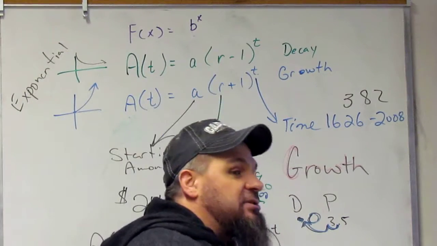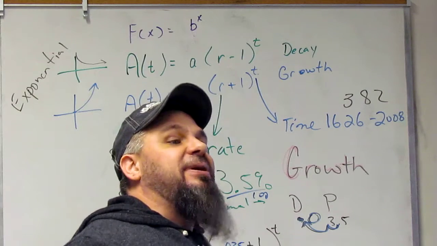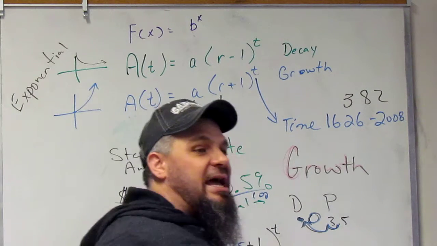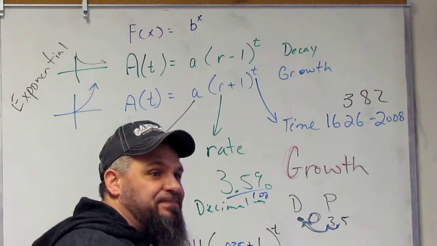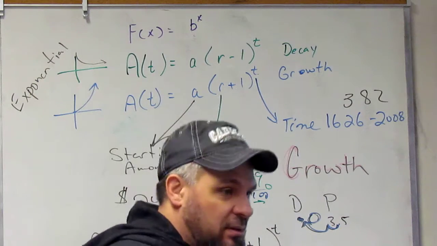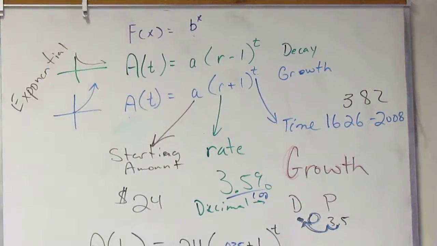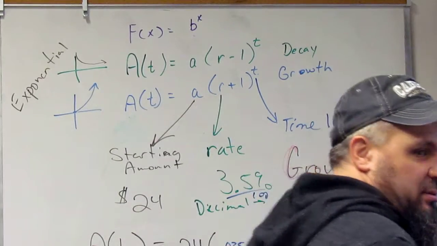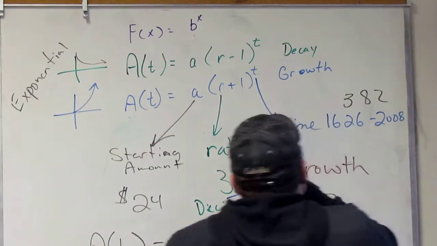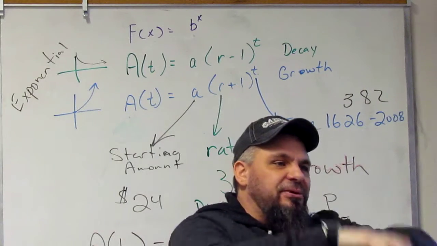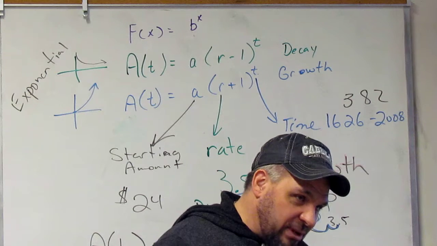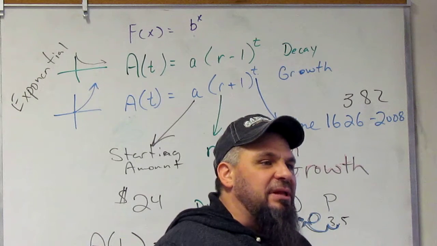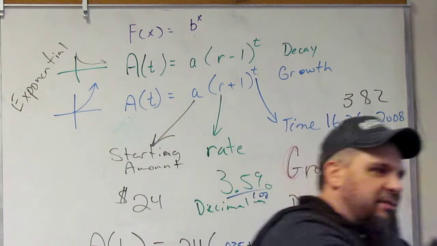So 3 to the x, that's an exponential function. 5 to the x, an exponential function. Does that make sense? What is the b again? B is a constant. It's like any number, but it's always the same number. It doesn't change. Okay? All right. So that's the confusing part.